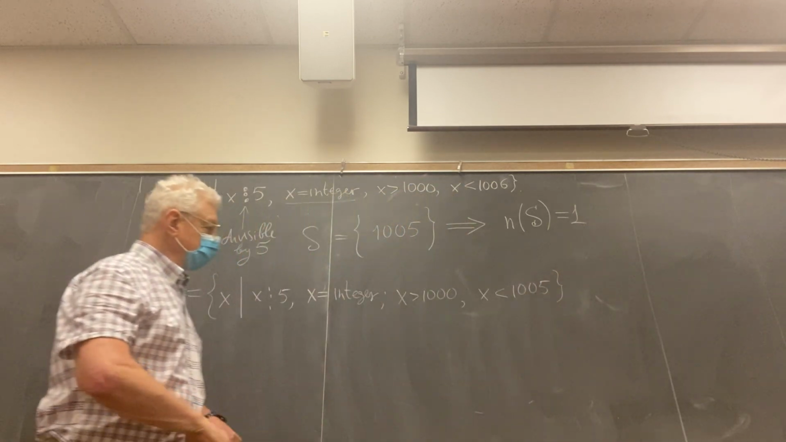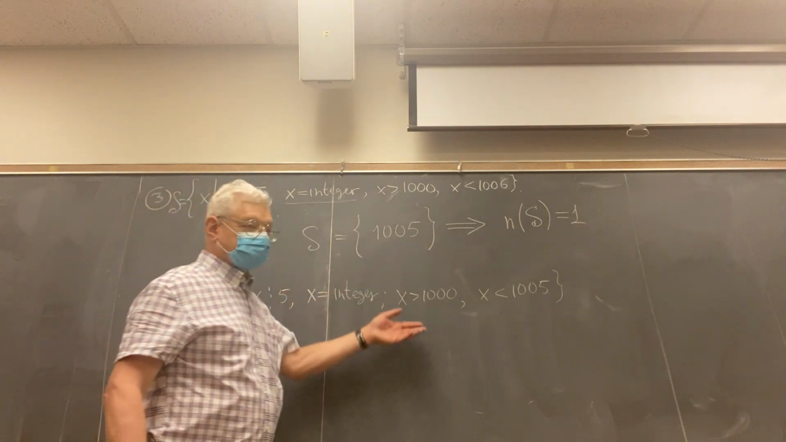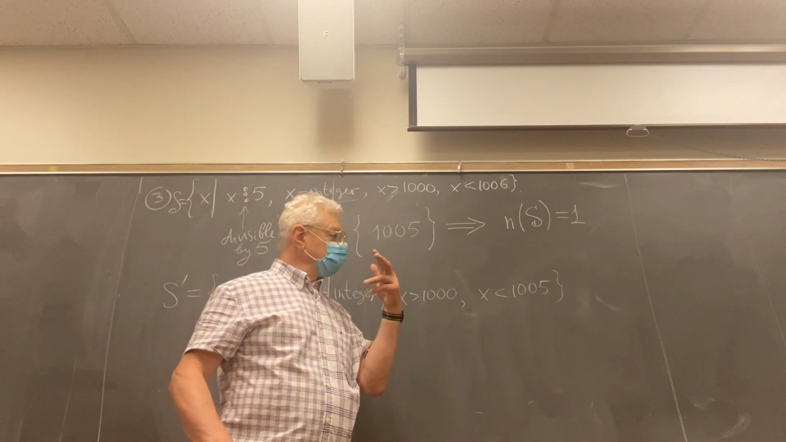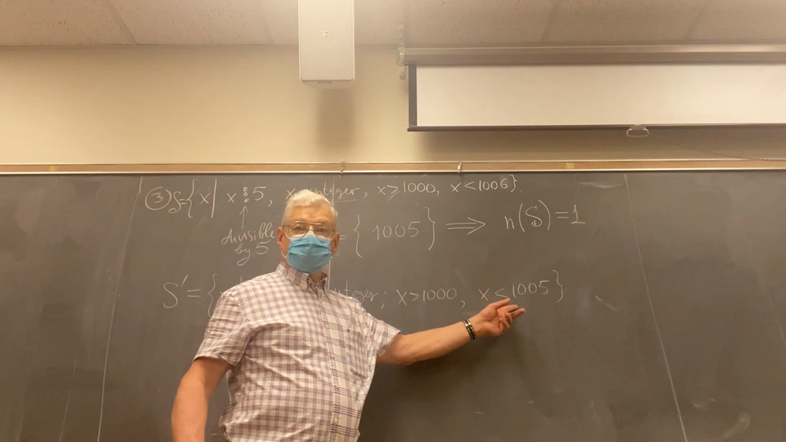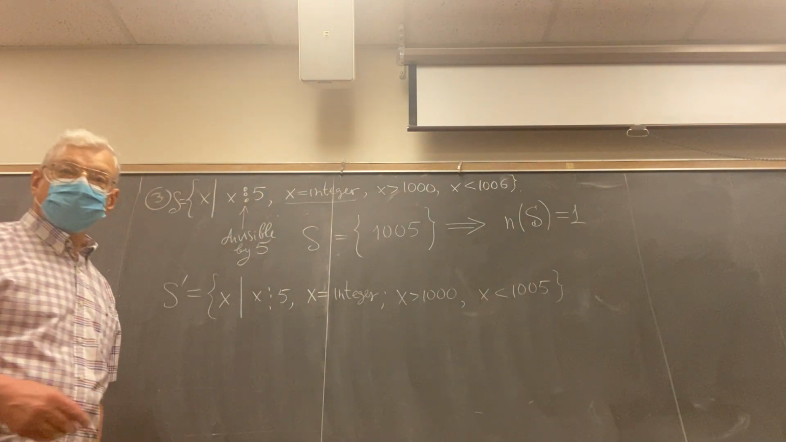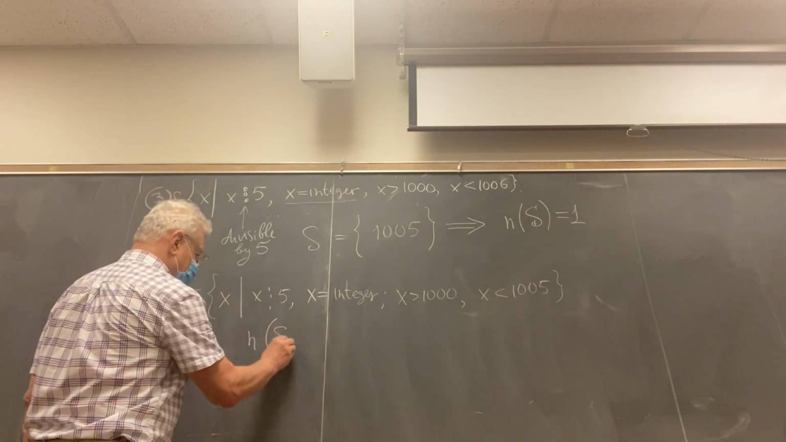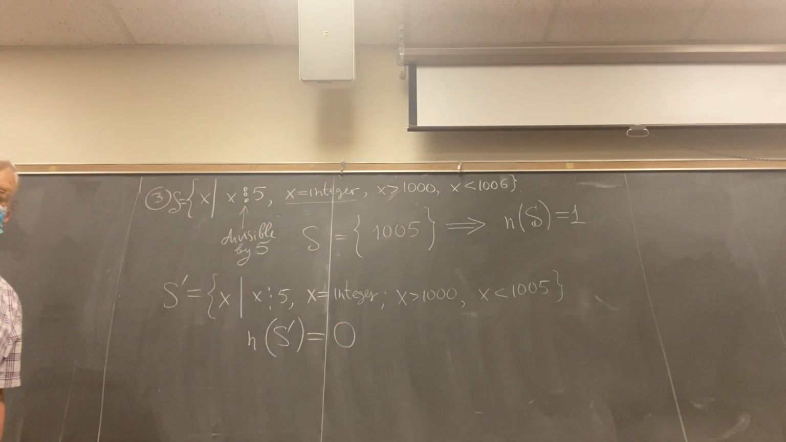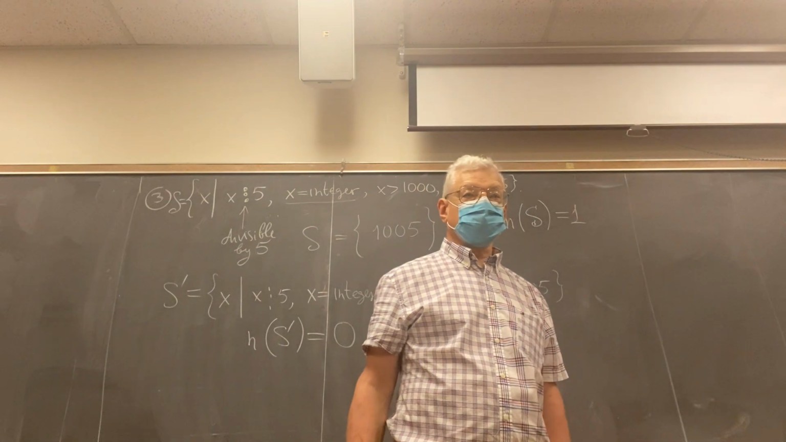If you start looking, what is that? Integer divisible by 5 greater than 1000. 1001, 2, 3, 4, and then boom, that's it. 1005 does not belong to it. So what is that? How many elements are here? None. None. Let's write n of S prime. None means 0. Okay? So that set doesn't have elements at all.